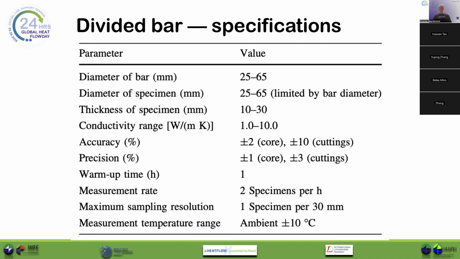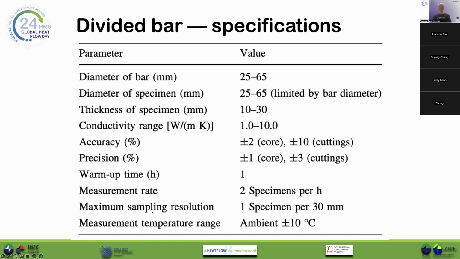Divider bars do take time to warm up. The heating elements in them, you typically need to turn them on and wait about an hour before making the first measurements of the day. So that can impose a bit of limitation on throughput time. If you have lots of samples to measure, then you do have to factor in that warm-up time before you start work each day. But once you're going, you should fairly comfortably be able to measure at least 2 samples per hour.